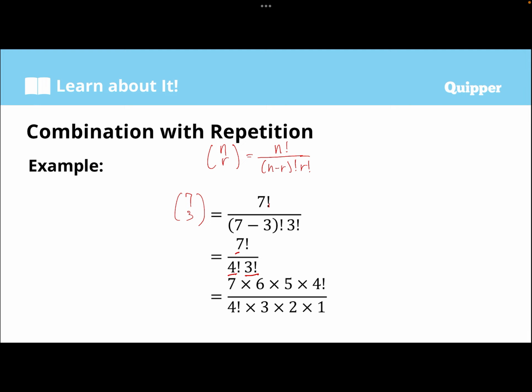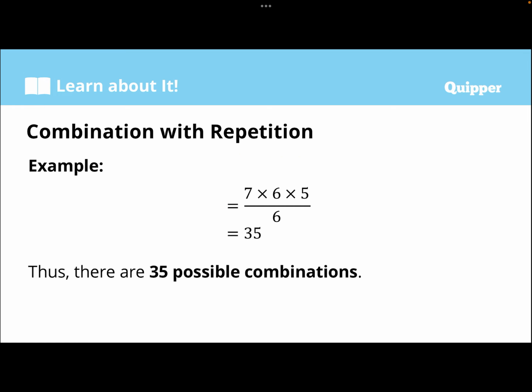Para pang-cancel natin, lumiit yung value. So, that is, if we're going to expand 7 factorial, 7 times 6 times 5 times 4 factorial. So, in the denominator, the highest factorial notation is 4 factorial. So, cancel natin ito. So, 7 times 6 times 5 over 3 times 2 times 1, we will get 35 if we're going to divide them. So, therefore, there are 35 possible combinations.